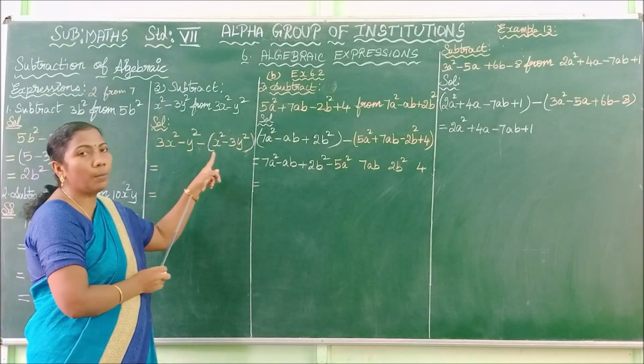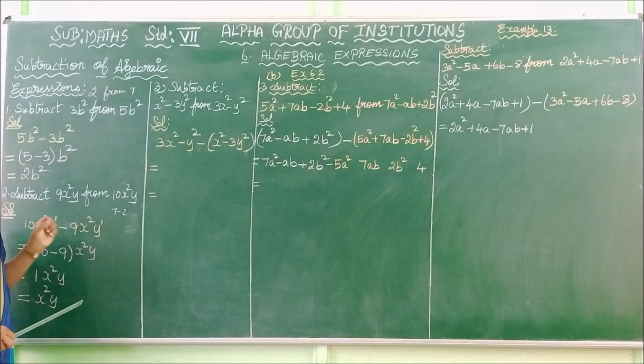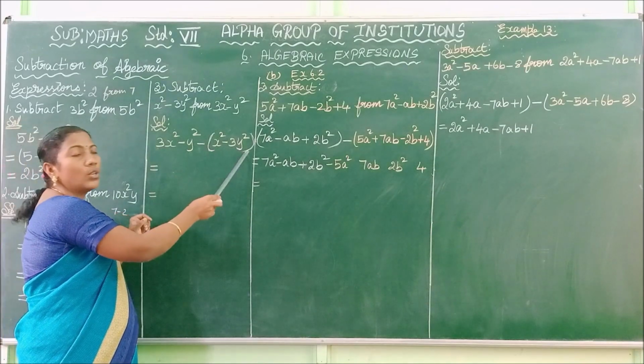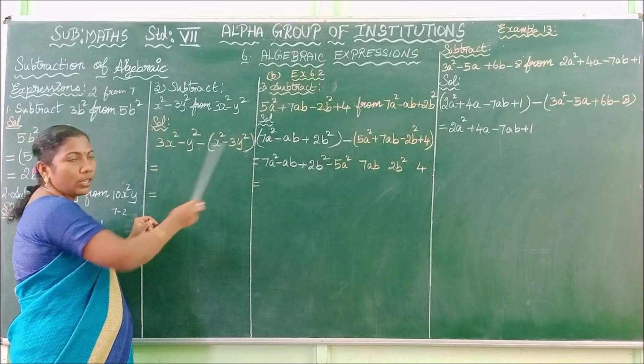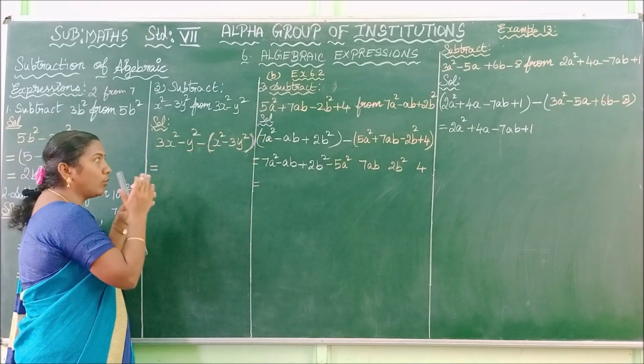Why are we using the bracket here? In the previous sum we didn't use the bracket because it was a single term. Here we have two terms, so here we are using the bracket. Okay. So you have to write the expression within the bracket. Now we are going to remove this bracket.